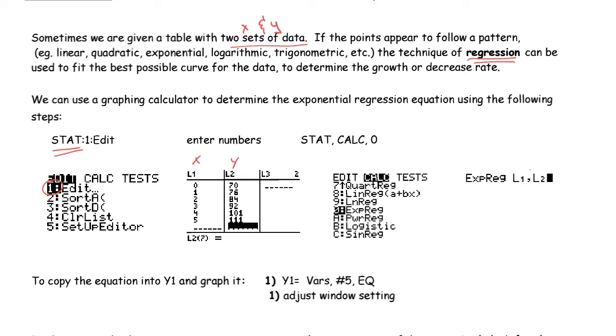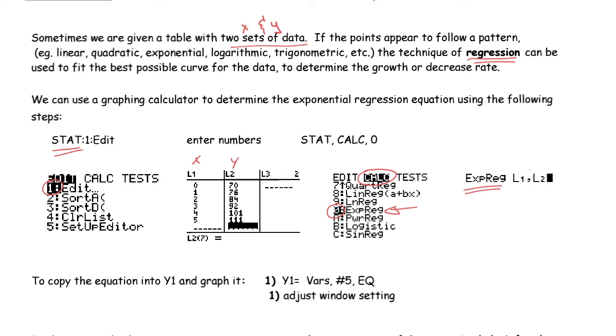Then we're going to go back into the stat menu. We're going to go into calc. And what you're seeing there is a list of possible regression equations that it can find. For our purposes, we are looking for the exponential regression, and that's going to be choice 0. Then the calculator is going to give us this.